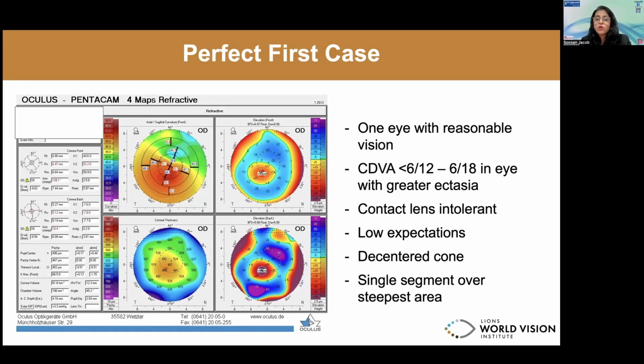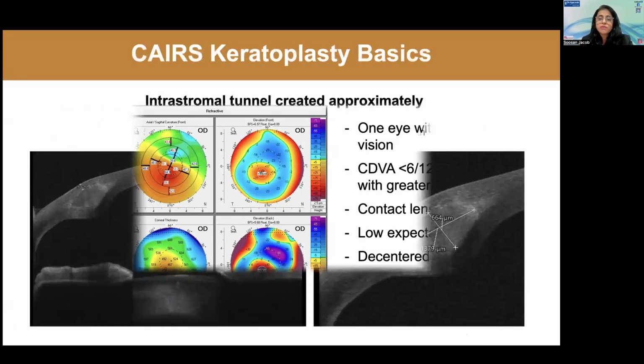And for your first case, obviously, you want to set expectations right. The patient should not think that he's going to get as good vision as he will with contact lenses. A decentered cone, I already mentioned, is the best initial case. And remember to put a single segment over the steepest area.